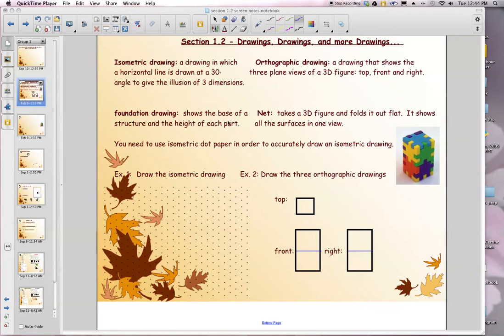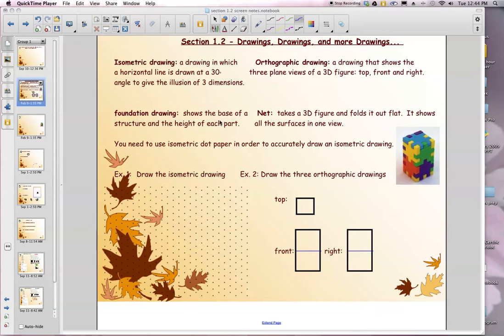A foundation drawing is probably the most simple of the 4. What it does is it just takes the shape of the foundation or the base of the structure, and then within that foundation you just put a number in that describes how tall that structure is.